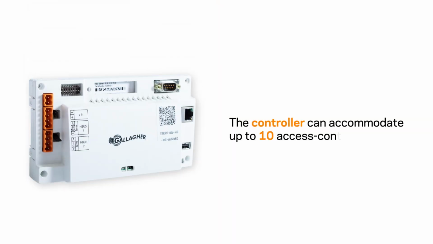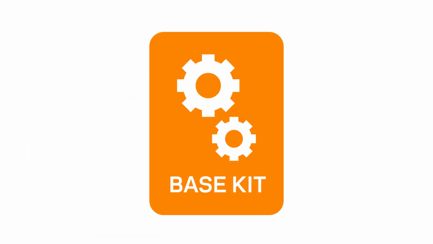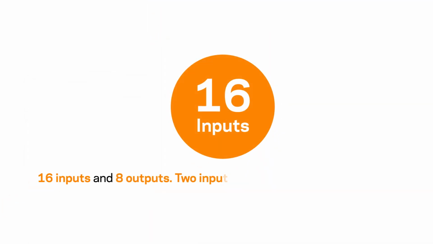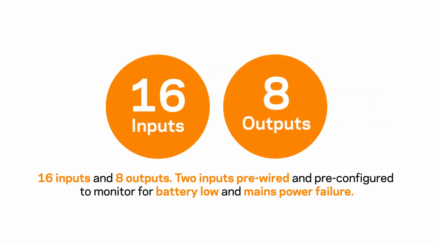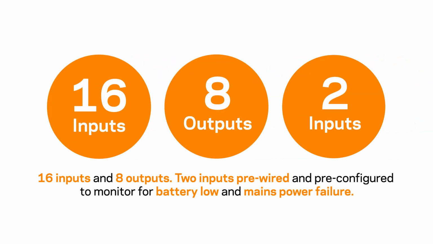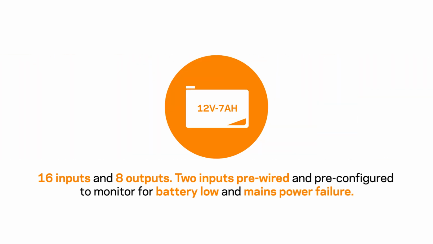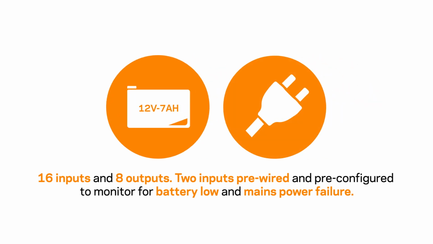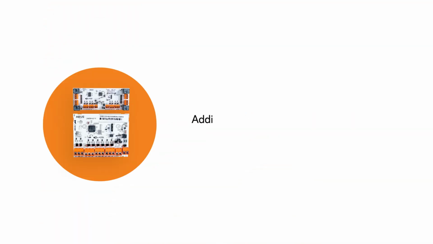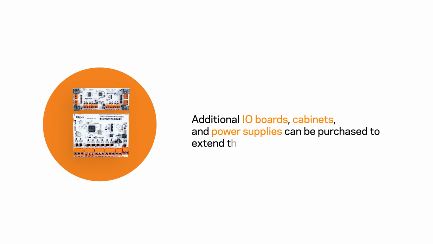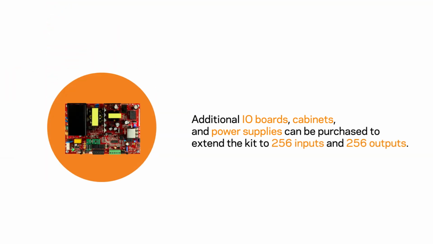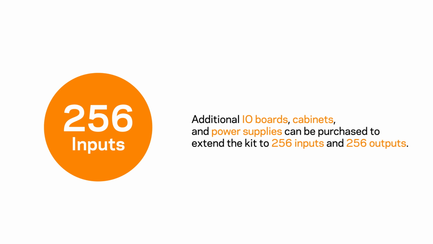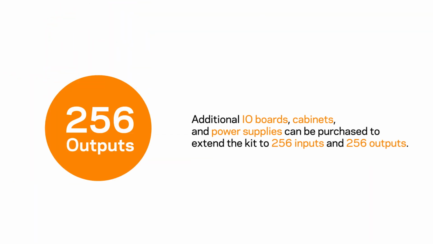The controller can accommodate up to 10 access control doors. The kit provides connection for 16 inputs and 8 outputs. 2 inputs have been pre-wired and pre-configured to monitor for battery low and mains power failure. Additional I/O boards, cabinets, and power supplies can be purchased to extend the kit to 256 inputs and 256 outputs.